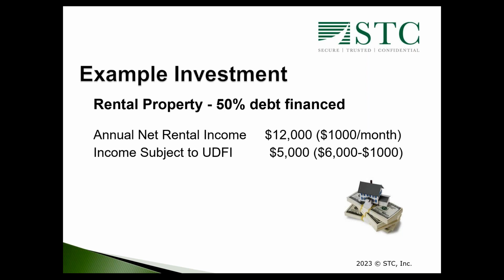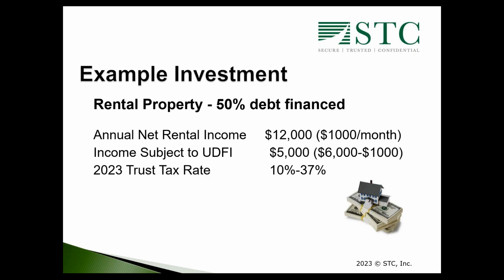The net income was $12,000, but we said it was only 50% debt financed, so only 50% of that $12,000 is subject to UDFI. So 50% of $12,000 is $6,000. And then I said that the first $1,000 is tax exempt. So $6,000 minus that $1,000 comes up to $5,000 is how much income is taxable.